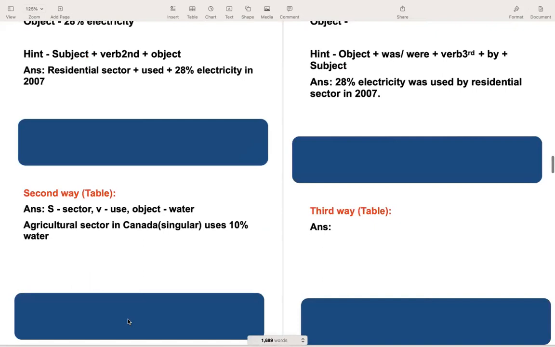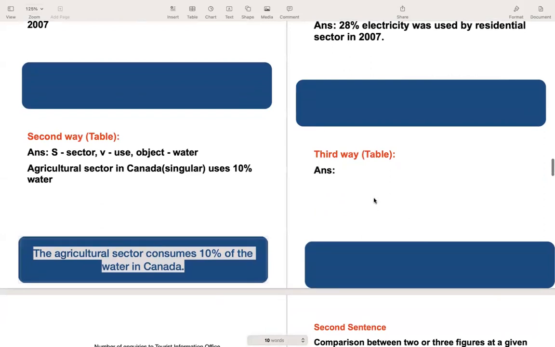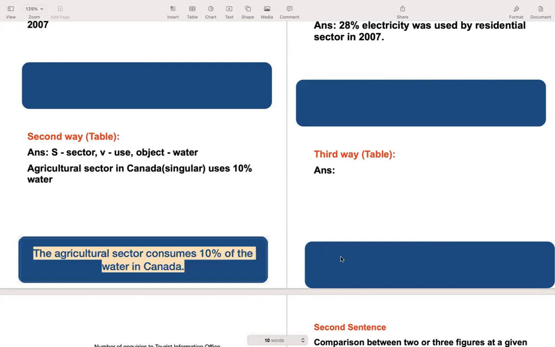Yes, sir. Okay, let's see the sentence. The agricultural sector consumed 10% of the water in Canada. Nearly the same sentence as yours. I use the word consumes, not use. That's the only difference. Now we'll make the passive form. Sir, excuse me, using of after percentage or removing that has the same meaning, right? Yes, here it doesn't make any difference. 10% water, 10% of the water. It's the same. Okay, let's go next.